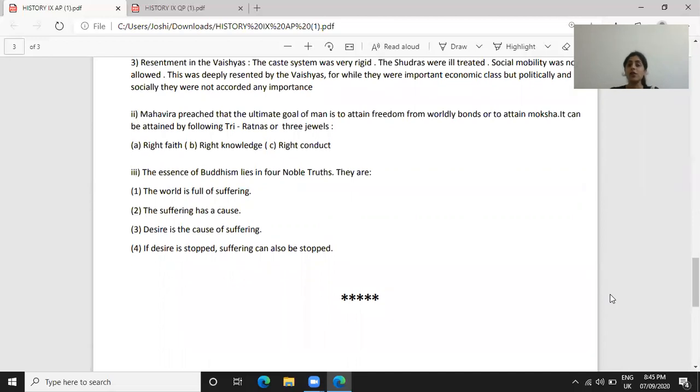Now the last answer of question number 5: the essence of Buddhism lies in the 4 noble truths. That is, we have to mention the 4 noble truths of Lord Buddha. So they are, first, the world is full of suffering. Second, the suffering has a cause. Third, desire is the cause of suffering. And fourth, if desire is stopped, suffering can also be stopped. So these are the 4 noble truths. If you have written correctly, give yourself 4 on 4.